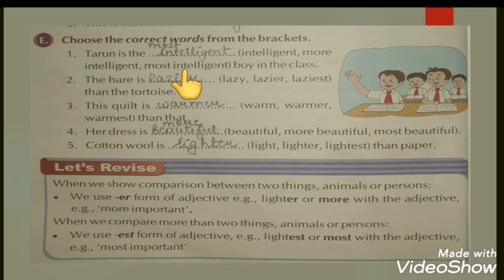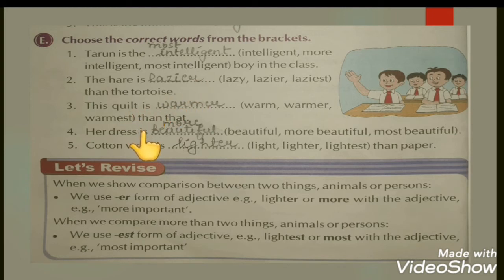पूरी हम लोग क्या कर रहे हैं यहाँ पे, तरुण को कंपेयर कर रहे हैं पूरी क्लास से. So that's why we write most intelligent. The hare is lazier than tortoise. हम बता रहे कि जो hare है वो lazier है किससे? er यूज करके, क्योंकि हम एक ही दो जनों को कंपेयर कर रहे हैं. More than दो जनों का कंपेयर नहीं कर रहे, only दो जनों का कंपेयर कर रहे. So we have used er.